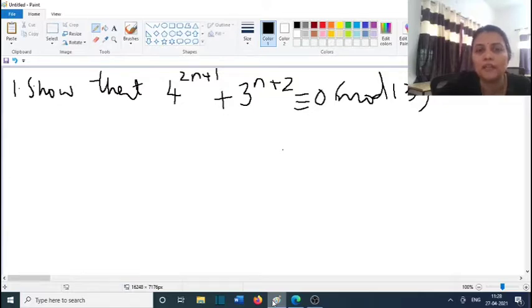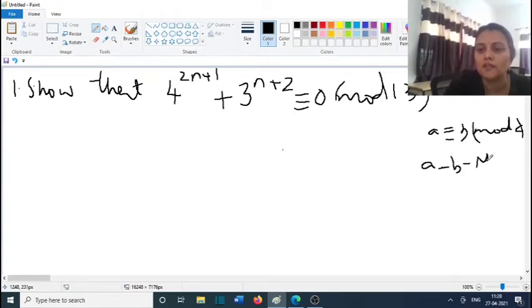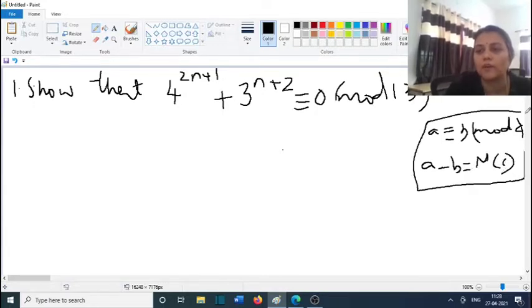For that, if A is congruent to B mod C, then A minus B is a multiple of C. This is the concept of congruence. So we have to show here that 4 raised to 2n plus 1 plus 3 raised to n plus 2 is a multiple of 13.